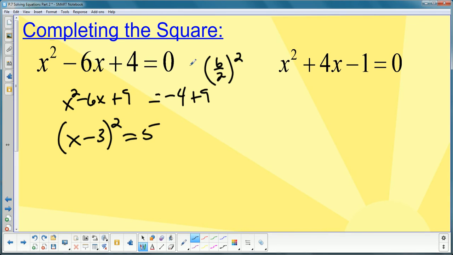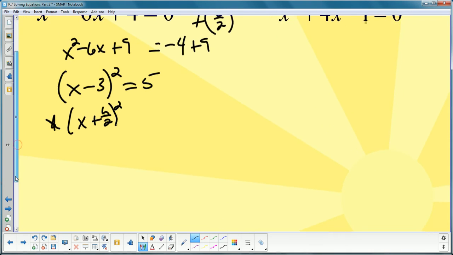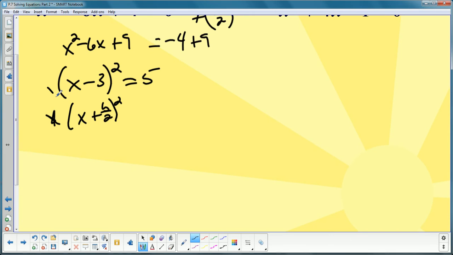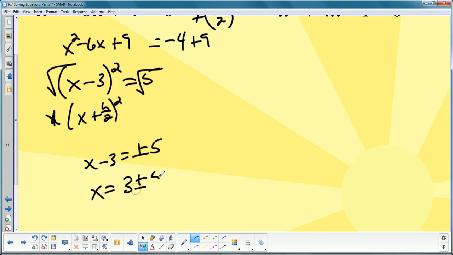Okay, it's always going to end up factoring, and you might want to make a note here. When we add b over 2 squared to both sides, it's always going to factor to x plus b over 2 squared equals some constant. And now this is the point where I talk about doing the square root principle. So I'm going to square root both sides. That's going to leave me with x minus 3 equals plus or minus 5. Add 3 to both sides, and we have 3 plus or minus 5 as our solution.